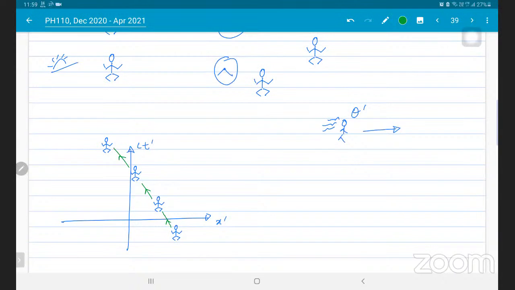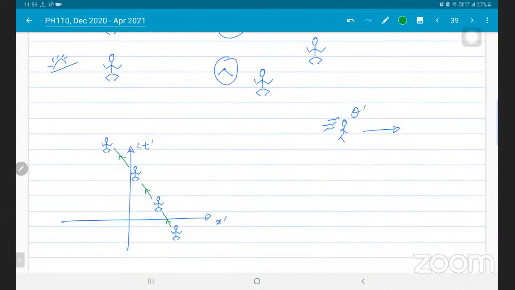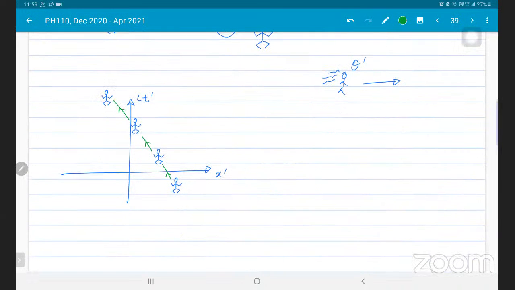Is this okay? Audio problems again? No, sir, no problem. Okay, so that trajectory is the same as this trajectory, right? They are the same trajectory. This trajectory, when I look at it in the runner's frame of reference, looks like a line at some angle, right?